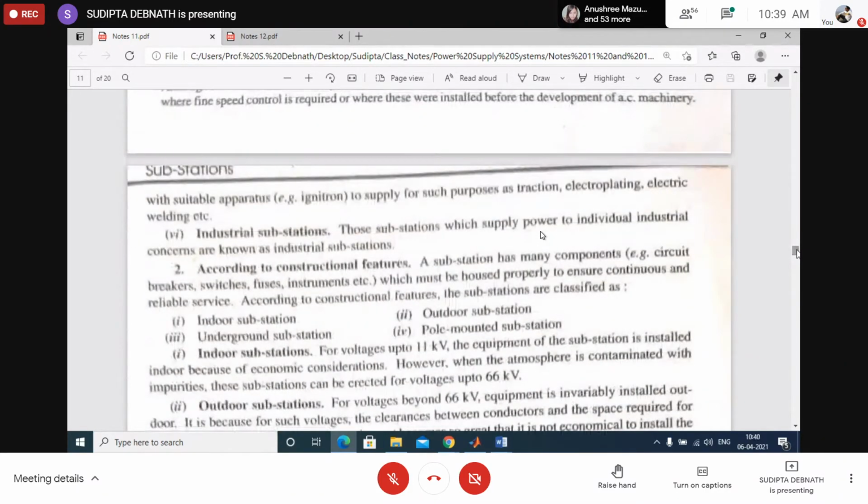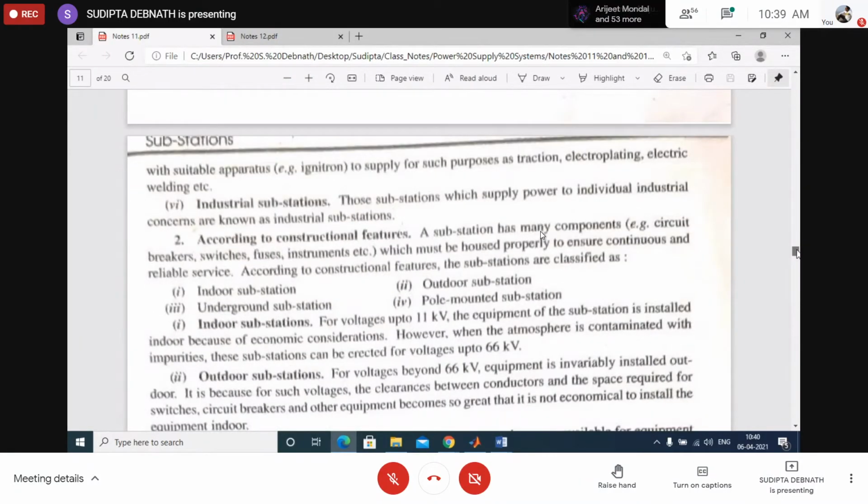Now, according to constructional features, substations can be indoor substations. Most of the substations that you see are of outdoor type, because if the voltage increases, we cannot use indoor, since when the voltage is high, sufficient spacing must be required from one equipment to another equipment. So for voltages up to 11 kV, an indoor substation is okay. However, maximum it can be used for 66 kV, that too when the atmosphere is not congenial.